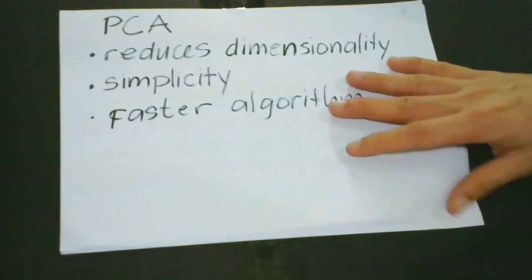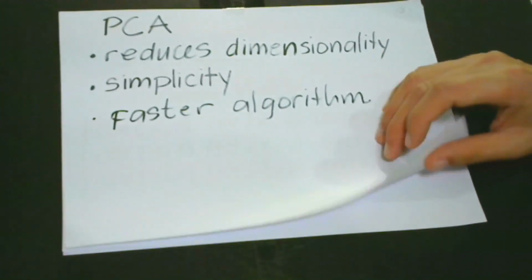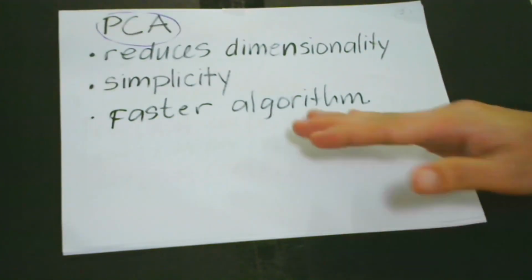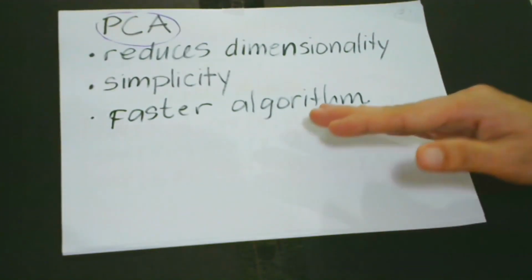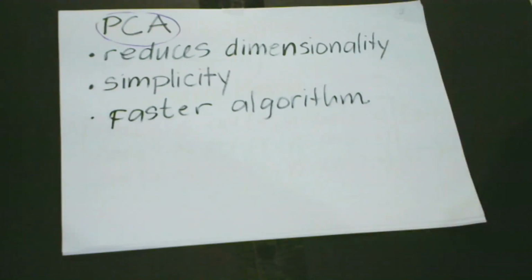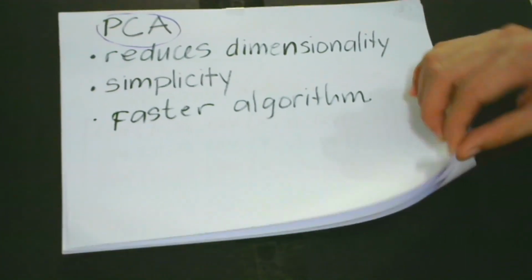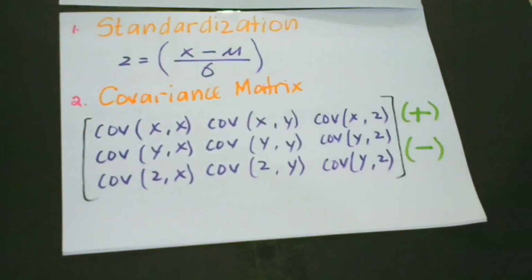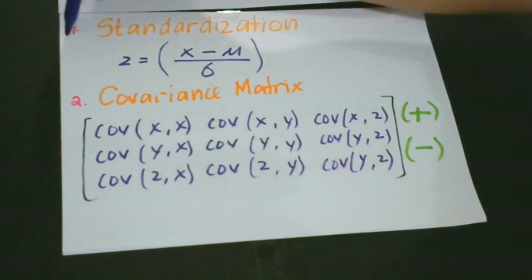So let's have the necessary steps, because you would ask me, how are we going to do the principal component analysis? For better understanding, we're going to go through the step-by-step process. There are actually 5 steps that we have to take note of. The first step is what we call standardization.